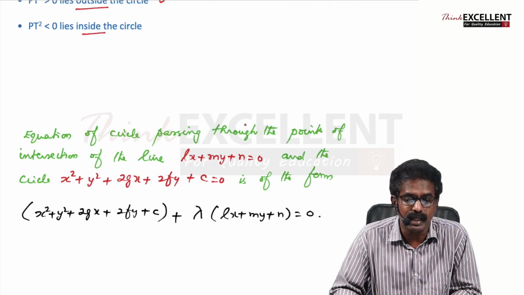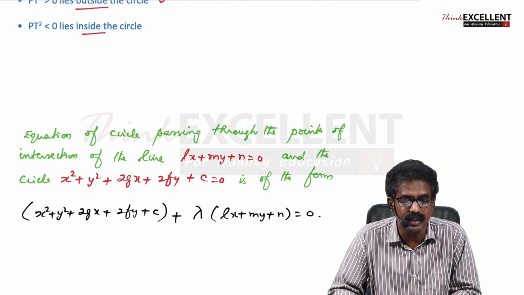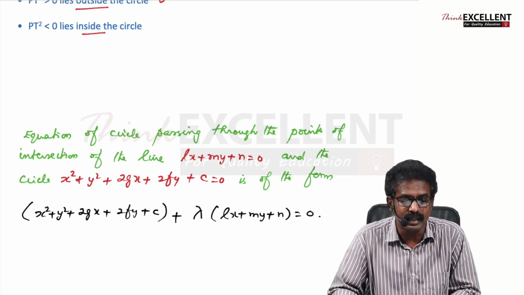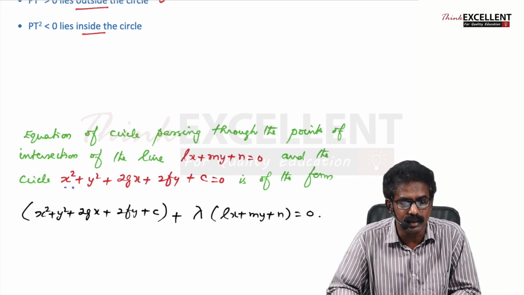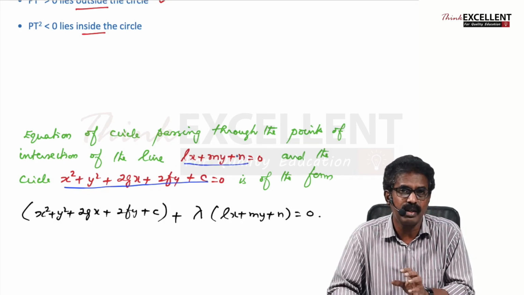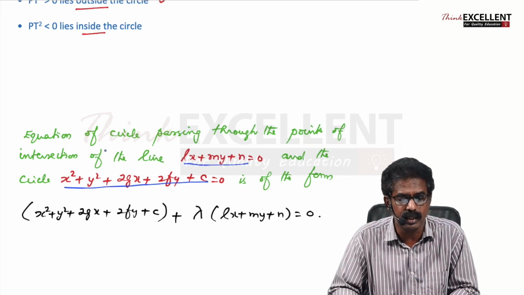Equation of a circle passing through the point of intersection of a line and a circle. See, one circle is given. This is a circle, and this is a line. So what are we going to find here? The equation of a circle passing through the point of intersection of a line and a circle.